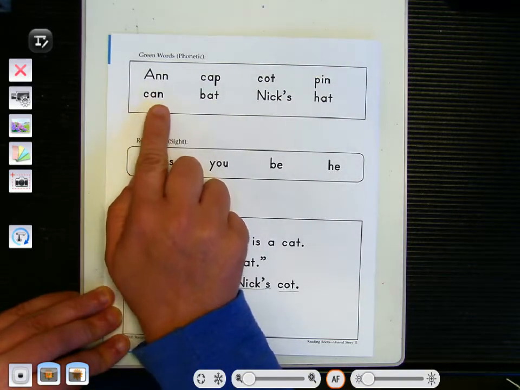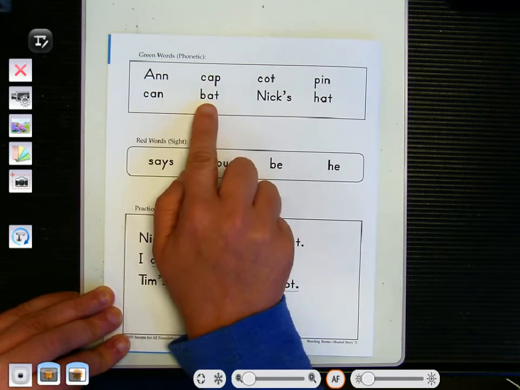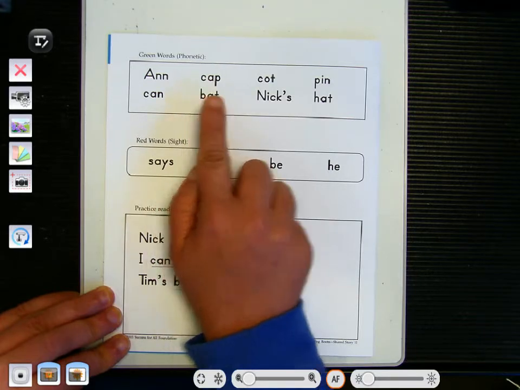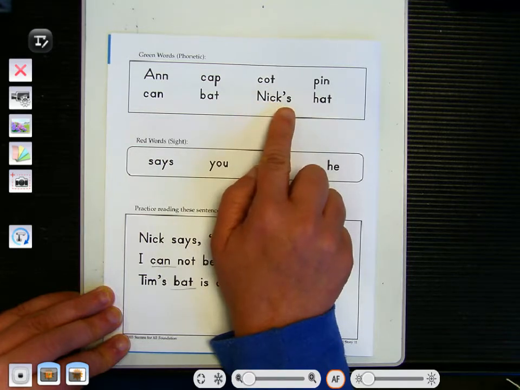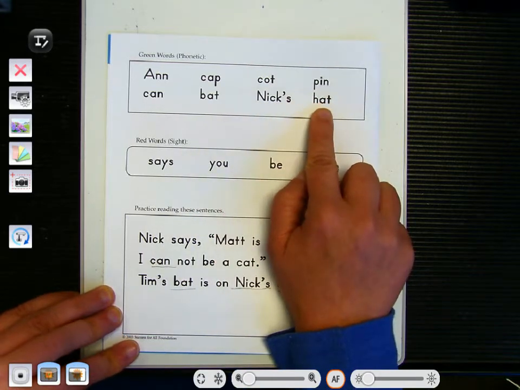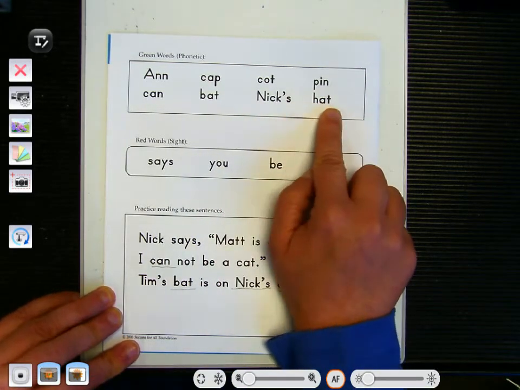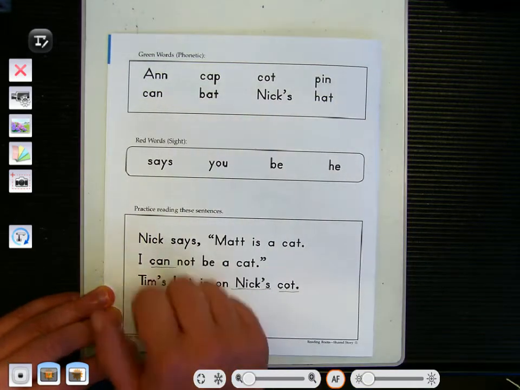Can, bat, nix, hat. Your turn. Read the second row of words.